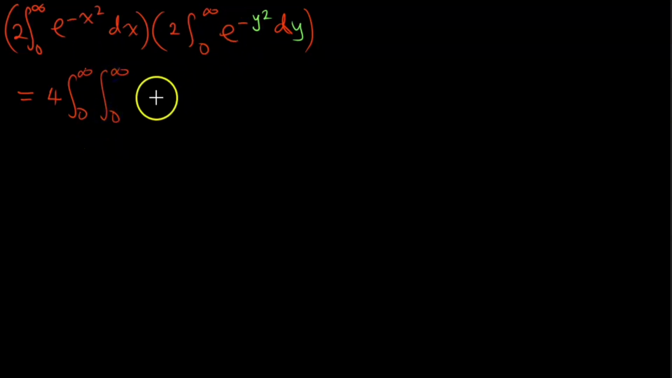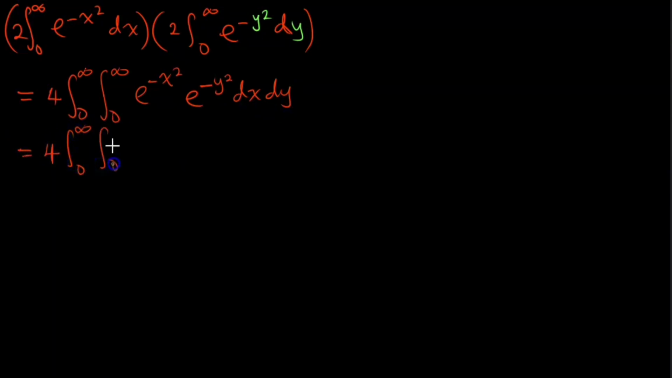So these two functions we can join together this way. This is e raised to the power of negative x squared multiplied by e raised to the power of negative y squared dx dy. Let's combine the two functions, since the bases are the same. We keep the factor of negative one and are left with x squared plus y squared, and then we put the dx dy like that.